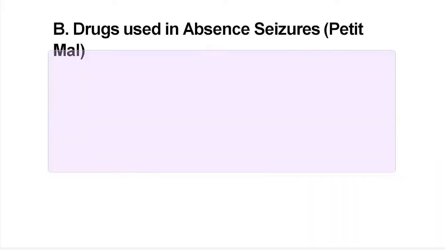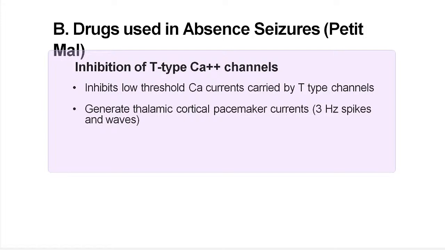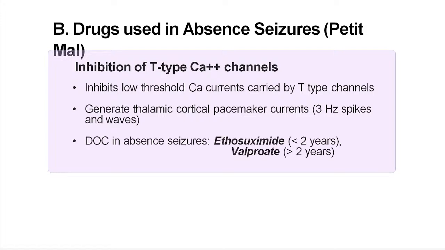Now what about drugs used for absence seizures, also called petit mal epilepsy? So here the core target is T-type calcium channels, which are responsible for carrying the thalamocortical current in our brain, which in turn is responsible for the characteristic EEG features of absence seizures. So by blocking these T-type calcium channels, you will be able to control absence seizures. So they are low threshold calcium currents carried by these channels, and they are responsible for the typical 3 Hz spike and wave pattern seen in absence seizures.